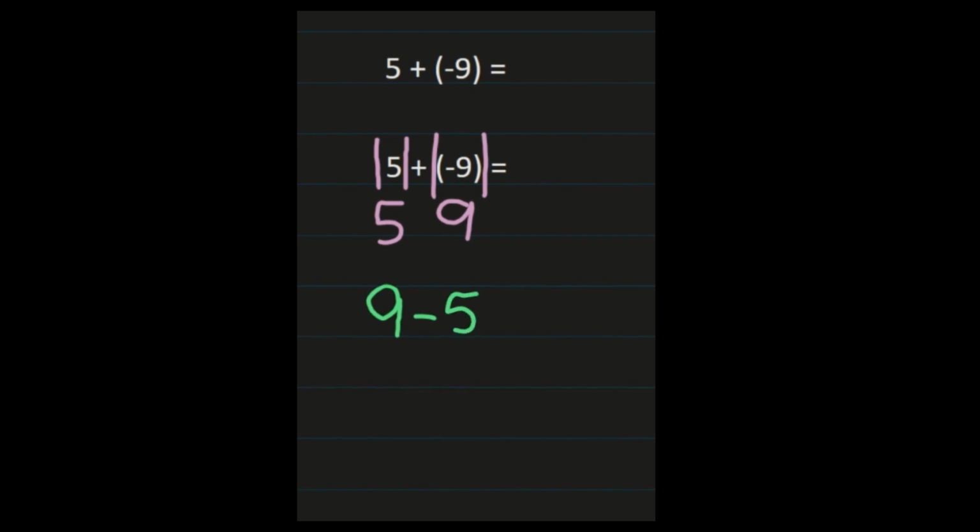So after our subtraction step, we now have to decide what our sign should be. And to do that, we're going to look back at our absolute values, and it's the -9 that has the larger absolute value of 9. So the sign for our sum needs to be negative. So 5 plus -9 is -4.